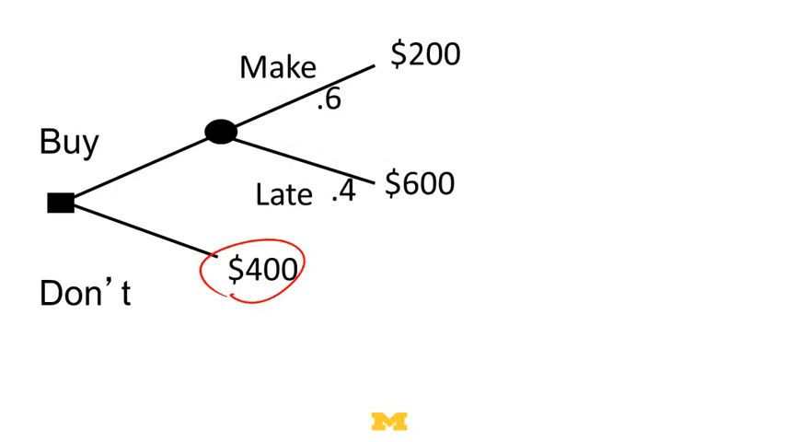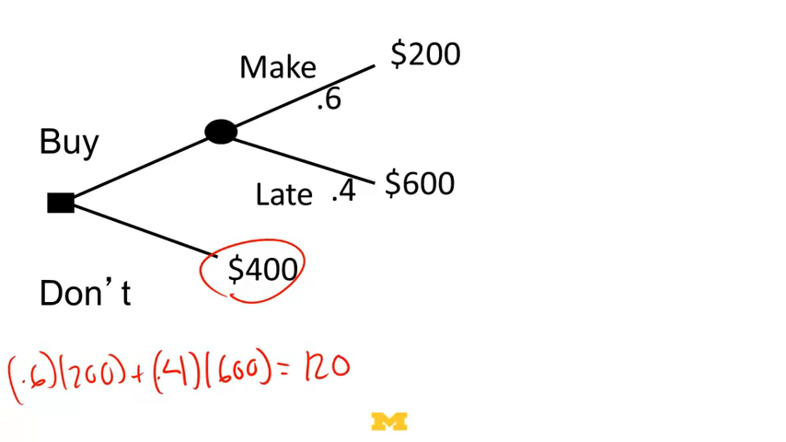It's clear if I don't buy the ticket, I'm out $400. So what if I buy it? Well, there's a 60% chance that I'm out $200, plus a 40% chance that I'm out $600. Well, if I add this up, that's 120, 60 times 200, plus 240, and 120 plus 240 is 360.